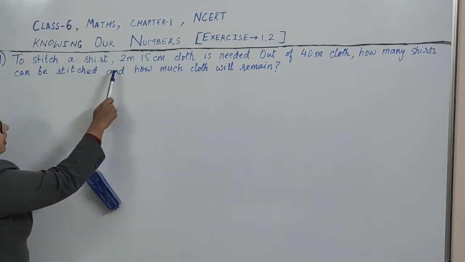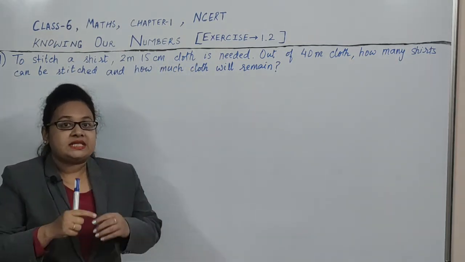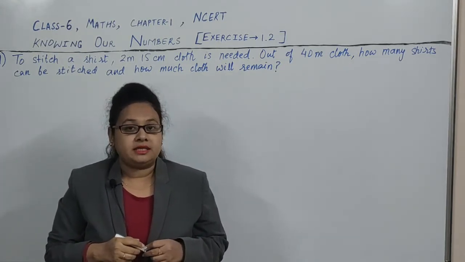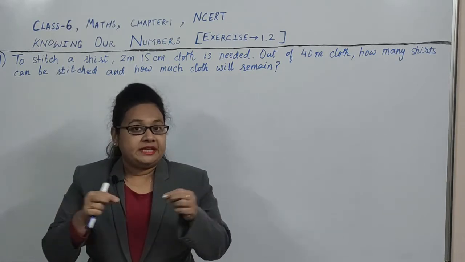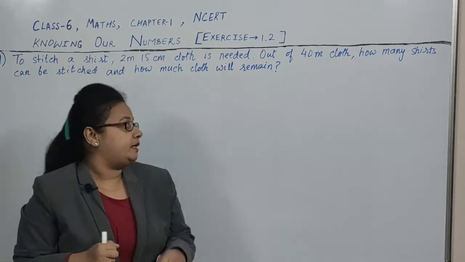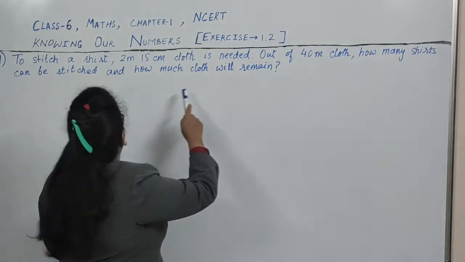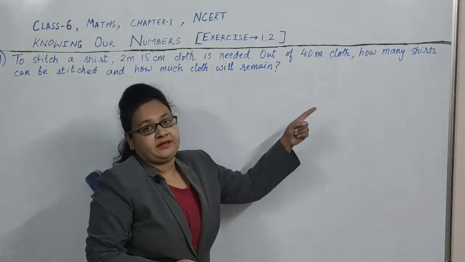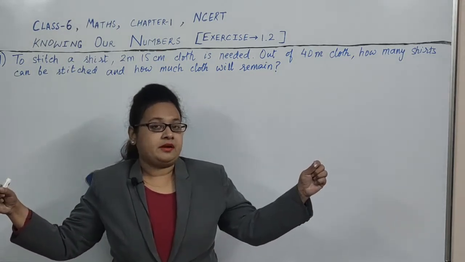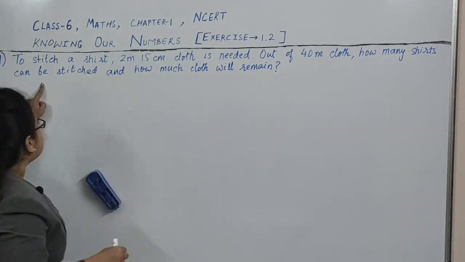To stitch a shirt, 2 meter 15 centimeter cloth is needed. So to make a shirt, how much cloth is needed? How long is the length of the cloth? 2 meter 15 centimeter long cloth is needed to stitch one shirt. Out of 40 meter cloth, how many shirts can be stitched? Out of 40 meter cloth means the total cloth given to us is 40 meter long. Then in that, how many shirts can be stitched?